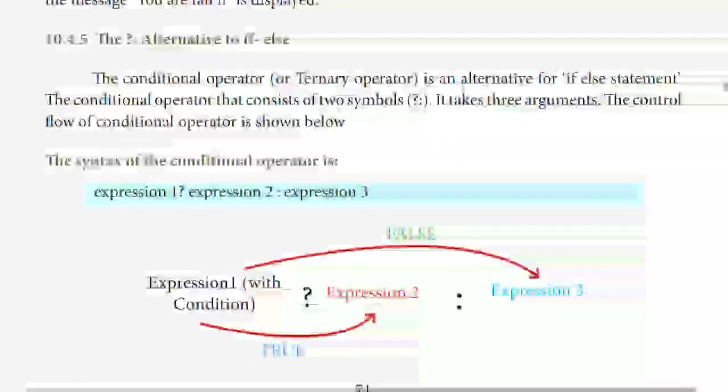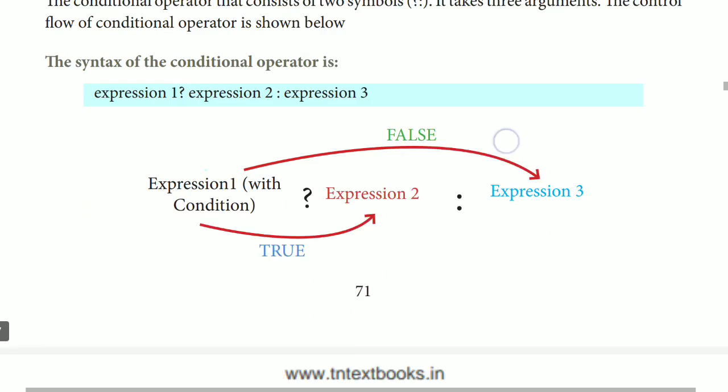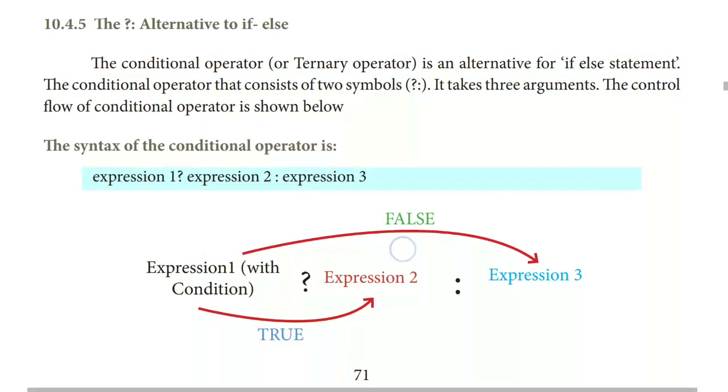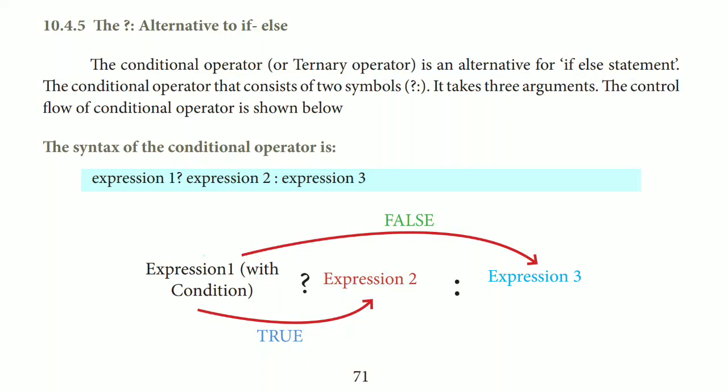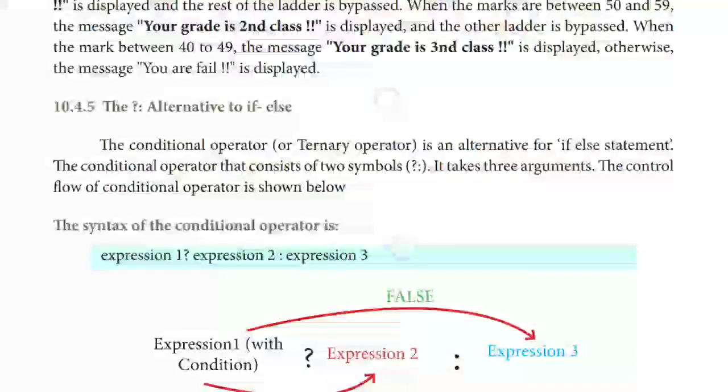Now we'll move on to the next one, which is the alternative of if else statement. This is known as the conditional operator, with a question mark and colon. So here you can see the alternative way of using if else. Both the if else statement and this conditional operator can be used. It is also known as the ternary operator. It's given here, conditional operator or ternary operator is an alternative for the if else statement.